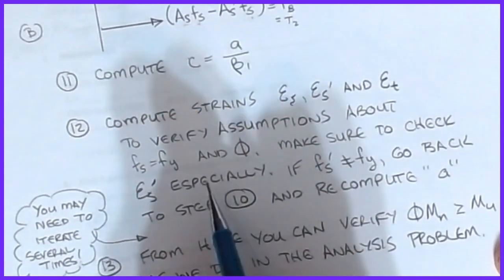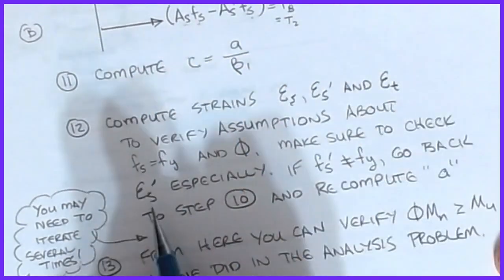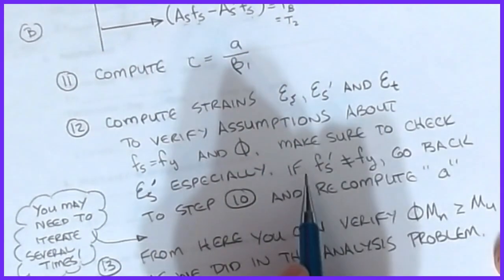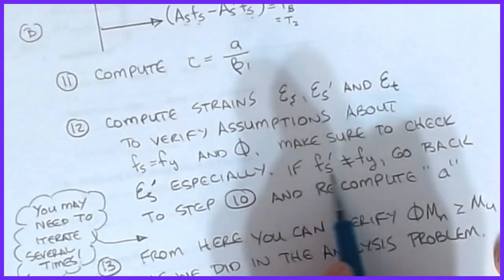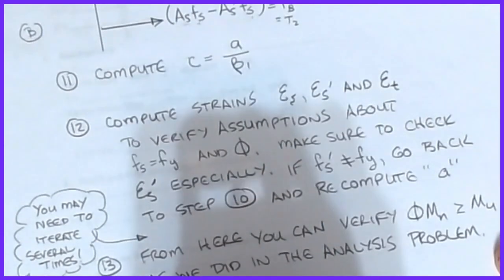And then for phi, we want to make sure to check that epsilon t parameter. Okay, so finally, we need to make sure about epsilon s prime. Did it yield or did it not? Okay, if it didn't yield, we go back to step 10 and we have to recompute a.